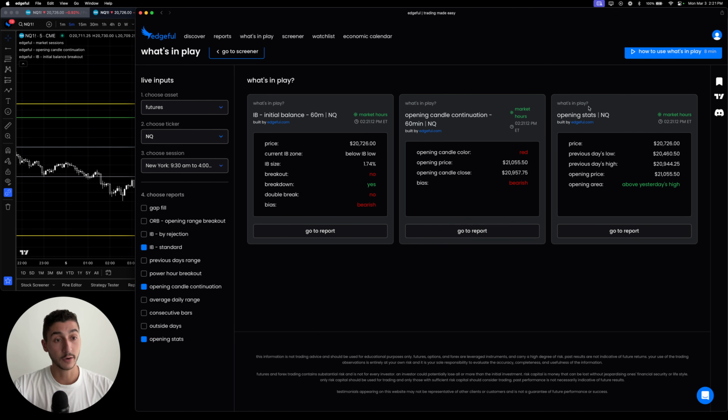But this right here, opening stats or inside bars, we're about to release the one for the inside bars, but in the meantime, you can use this. You can see this opened above yesterday's high. So now your target, you would need to use something else for the target. You cannot use previous day's high, obviously, because we opened outside of previous day's high. This will tell you when each of these are setting up every day.